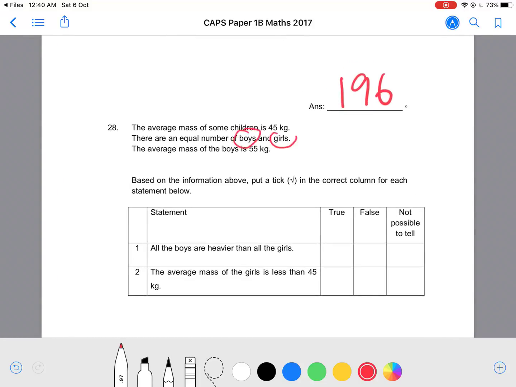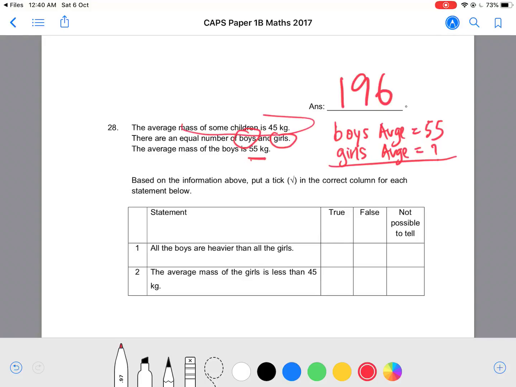Now question number 28 is interesting. You have children, boys and girls. The average of the boys is 55. Now the girls' average you don't know. But they mentioned that the total average of all the children is actually 45. Wow, the boys are actually quite heavy. But why is it that the average when we total up becomes 45? It means that the girls must be really very light, right? Their mass is so small, that's why the average was put down.